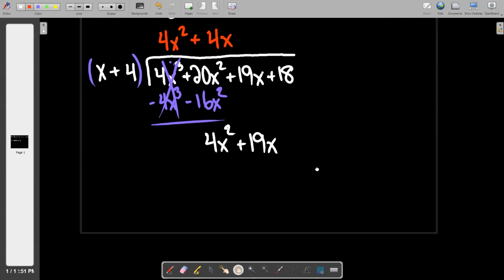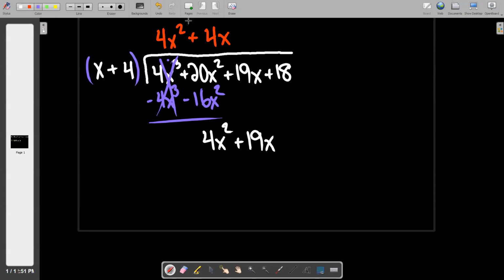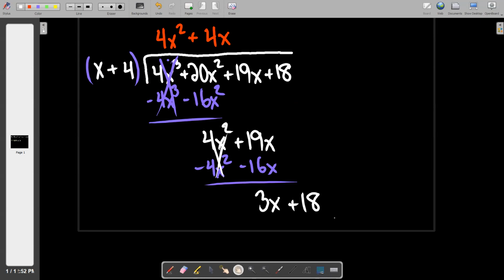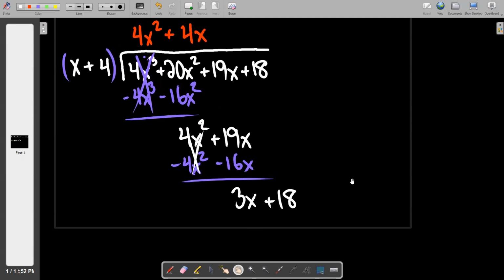And so that is going to be, what is that? 4x squared. So I put negative 4x squared. 4x times 4, 16x. So I put minus 16x. And again, if you don't see the cancellation happening right here where I'm moving my pen, then you're just wasting your time. That's the whole point, bye-bye. And then what do I get when I add these x's? I get 3x, and then I drop down the 18, and I repeat the process again.